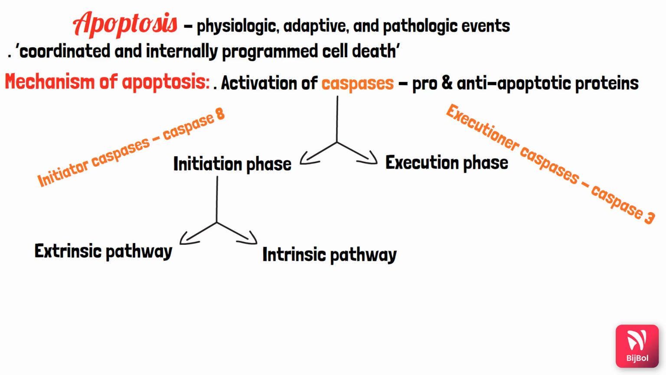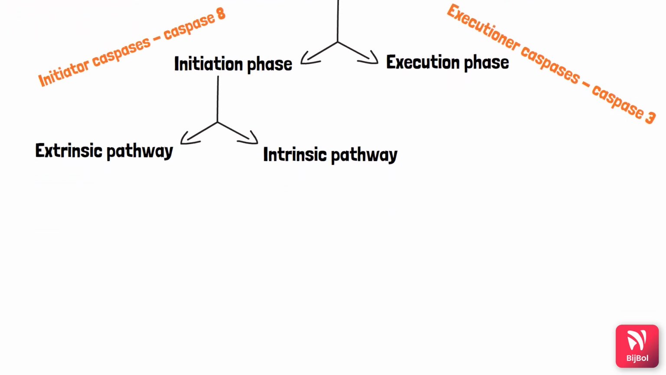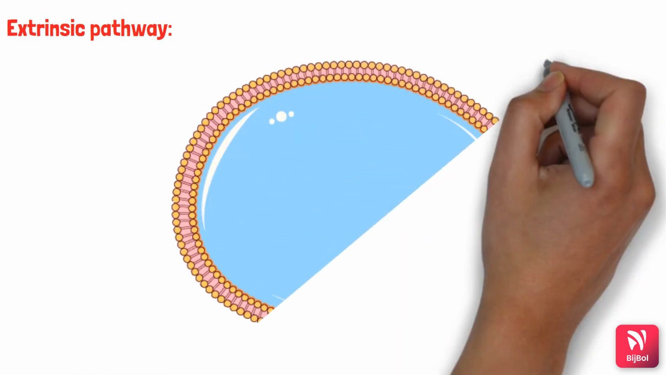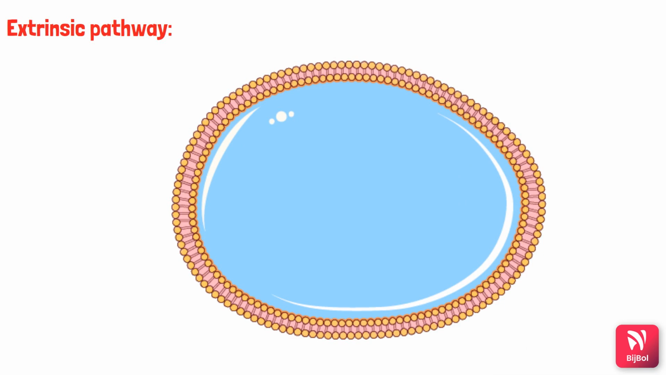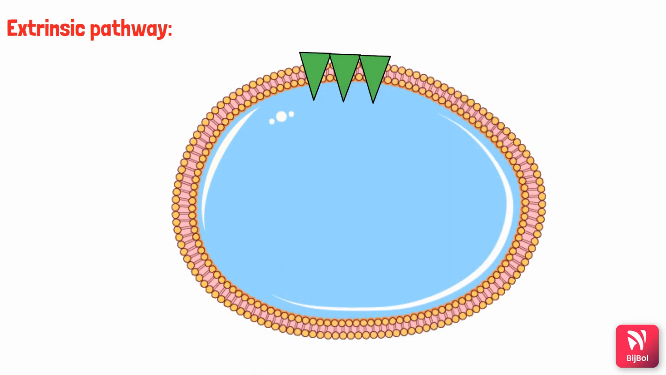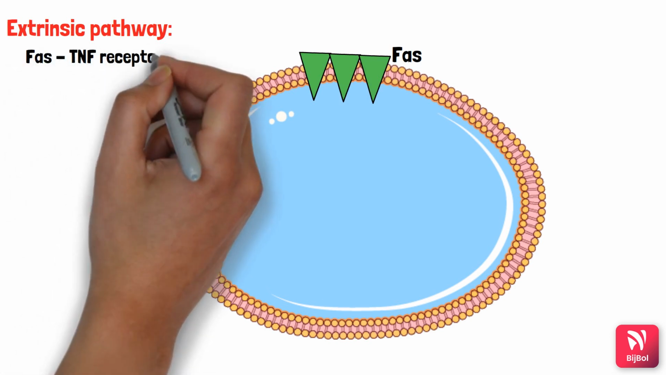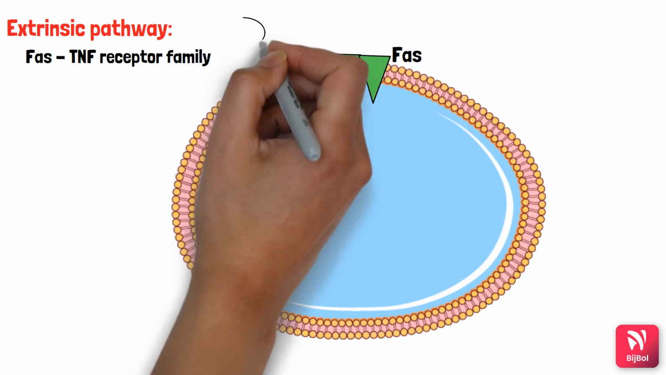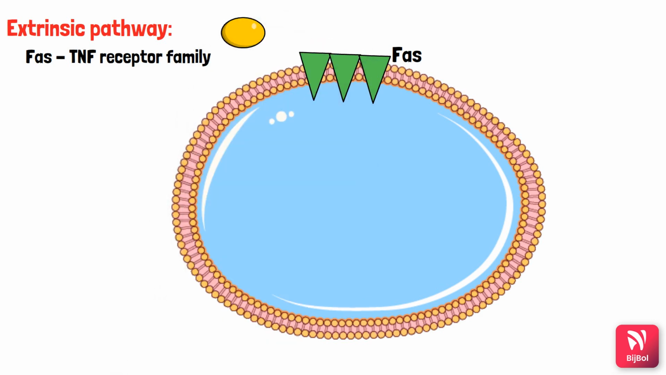Now let's see the initiation phase followed by the execution phase. First we will see the extrinsic pathway. This extrinsic pathway is also called the death receptor initiated pathway. It occurs on the cell surface. This is a cell with a cell membrane, where on the surface we have some proteins called Fas proteins. These Fas proteins are death receptors, which belong to the tumor necrosis factor receptor family. Normally Fas is present in an inactive form on the cell surface, so it needs a ligand to bind to it to activate the Fas. Now a ligand has bound to this Fas, which is nothing but Fas ligand, FasL.